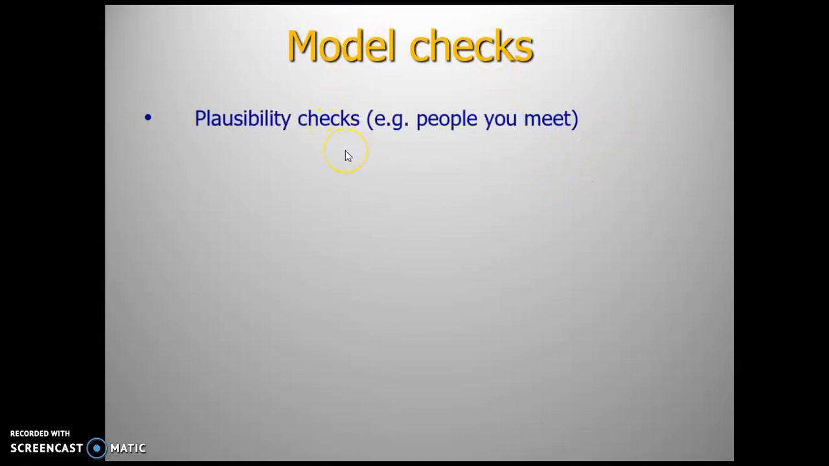Okay, so what are the checks that I used to show that my model is accurate and represents the real world? Now, one thing was plausibility checks. For example, how many people you actually meet. I used some minimum values and some maximum values.